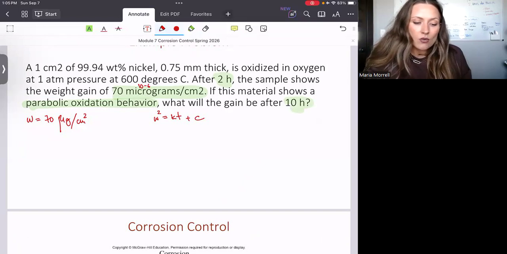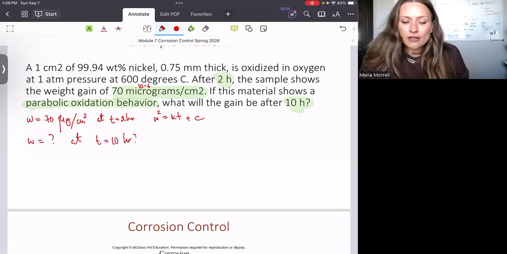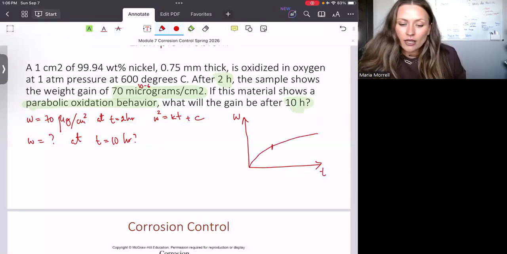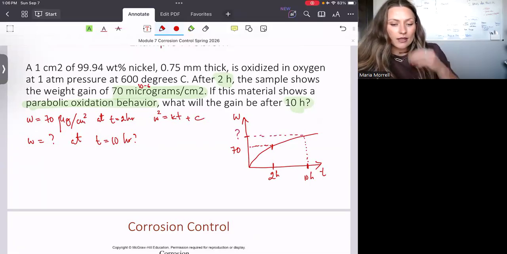Okay, so this is the weight gain at time equals 2 hours. What is going to be the weight gain at time 10 hours? It's probably best to represent what I'm trying to estimate here. So if this is going to be my weight gain, and this is going to be my time, and let's say I have this parabolic behavior, and I know that at 2 hours, at this point, I have 70 micrograms per centimeter squared. Now, if the time is 10 hours, the question is what is going to be the weight gain, right?